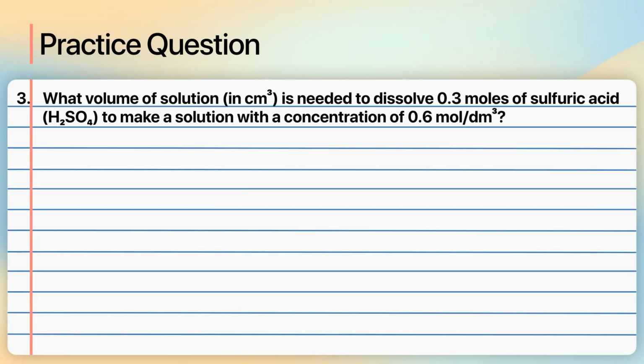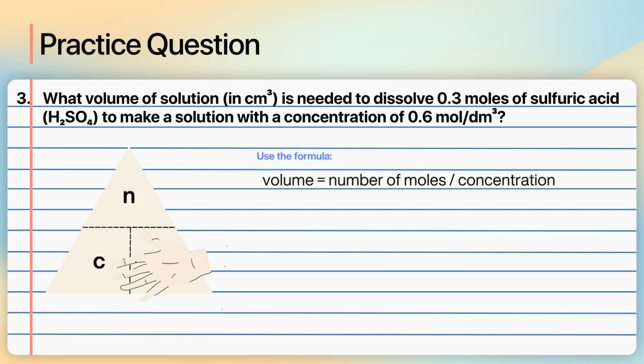On to the next question. What volume of solution, in centimeters cubed, is needed to dissolve 0.3 moles of sulfuric acid to make a solution with a concentration of 0.6 moles per decimeter cubed? First, use the triangle to see that volume equals number of moles divided by concentration.